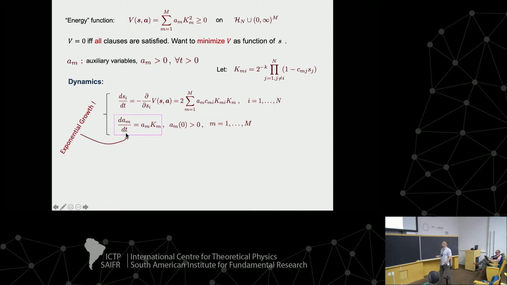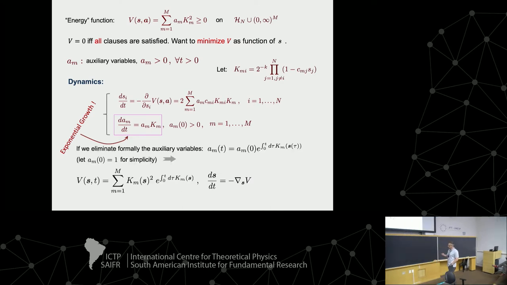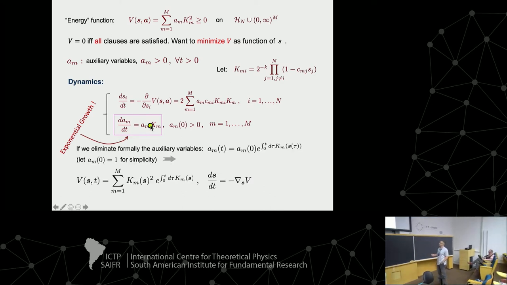So let's see how we can interpret this a bit better. Well, I can formally eliminate the auxiliary variable from here and write it like this and plug it into the expression of the potential. So now you see your potential is actually time dependent in this way. And notice you have an exponential and an integral there from 0 to t. So the clause that has been unsatisfied the longest will have a large e to the integral value, and this will overtake and dominate all the rest.